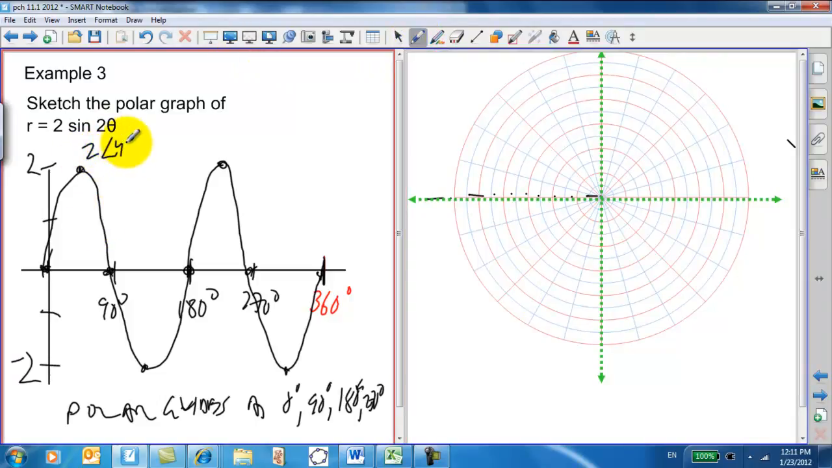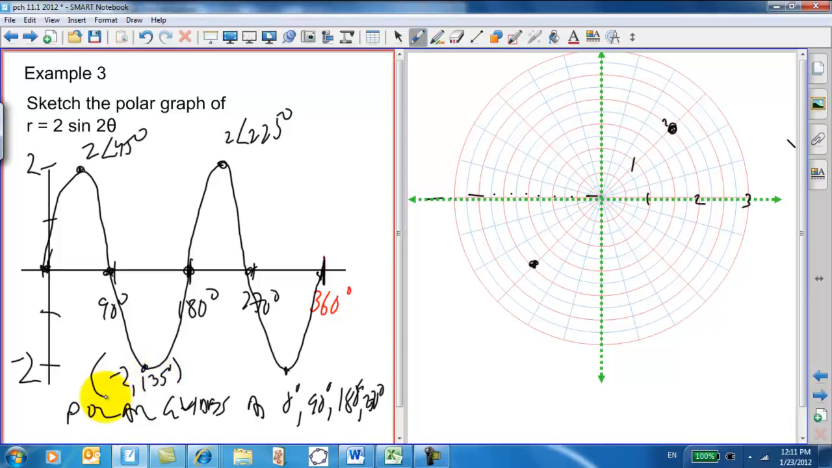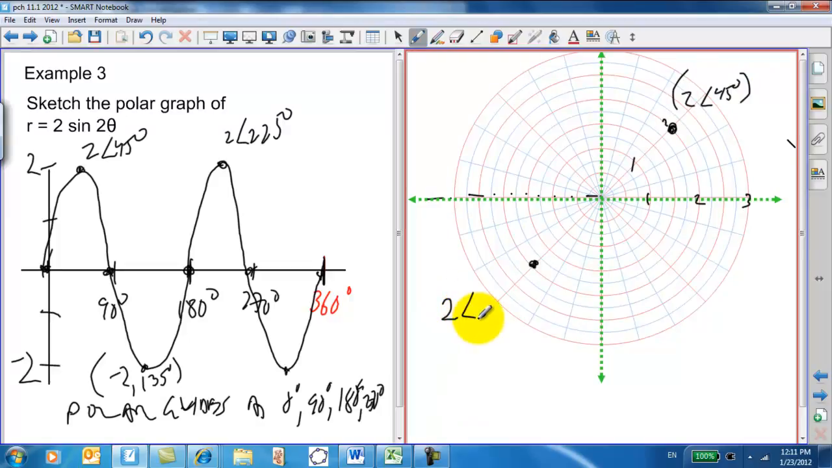That is, 2 at an angle of 45, and 2 at an angle of, looks like, 225. So let's call this 1, 2, 3 for my scaling. This was 2 at an angle of 45. And 2 at an angle of 225. And we also have negative 2 at an angle of 135.